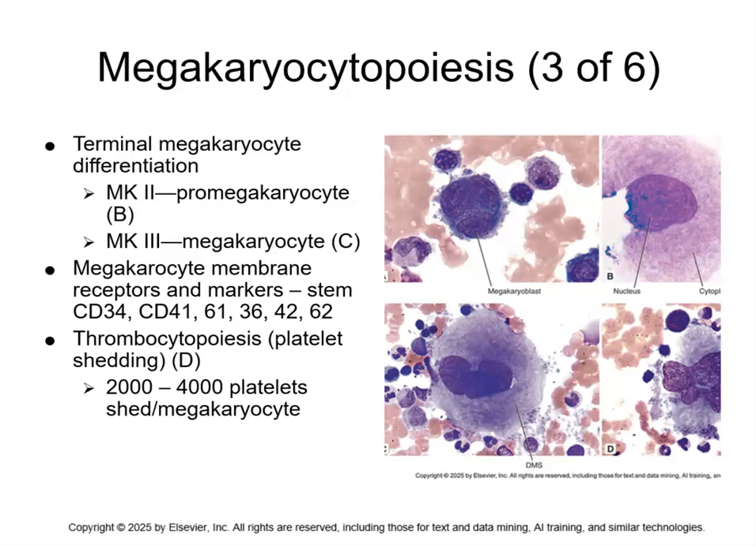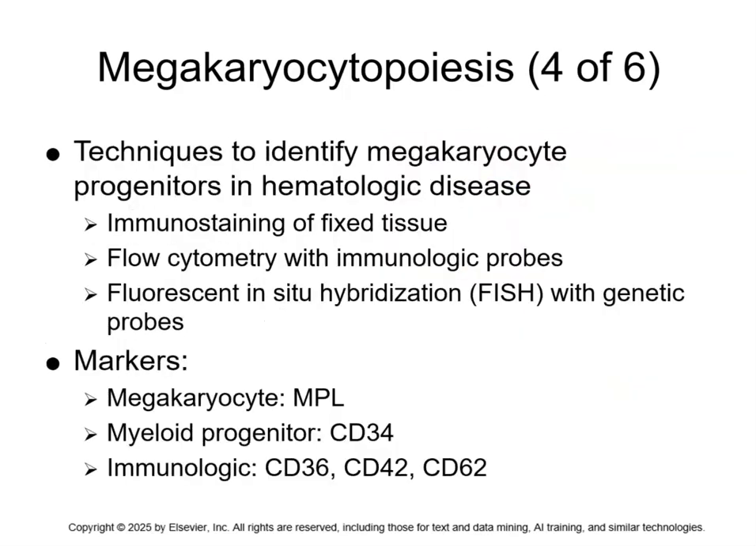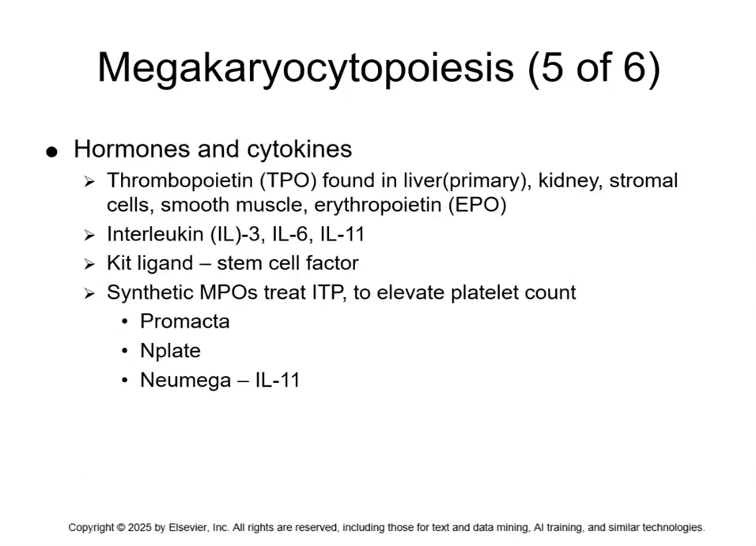So there's different types of megakaryocyte stuff that we're looking at here. The pro-megakaryocyte and regular megakaryocyte, and you can see the CD markers that go with it also. So to identify any problems with megakaryocyte, like stem cell, in other words bone marrow kind of stuff, we can do flow cytometry, FISH, or special staining. It's called immunostaining, and actually it's bone marrow biopsies that we take from the tissue and figure out from that. So you can see the markers from the megakaryocyte. Stem cell one for myeloid is like CD34. Immunologically, we find it CD36, 42, and 62.